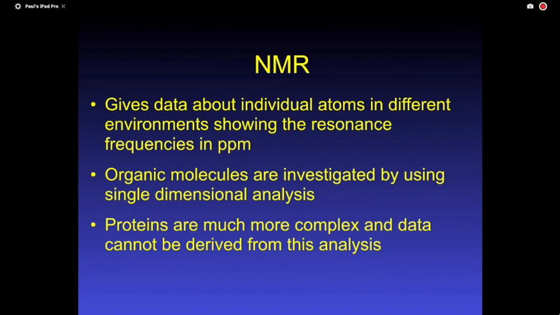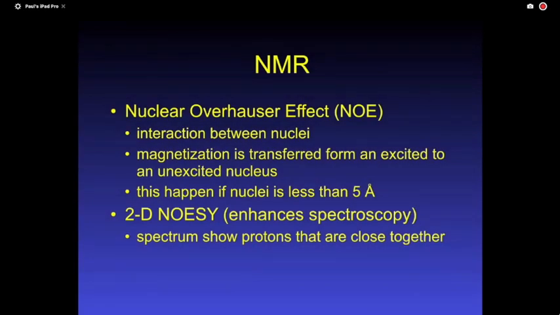But here's the problem. There are so many protons in a protein. We don't look at it in the single way that you do. The peaks would be all over the place. You wouldn't be able to distinguish anything. So we have to use some more powerful techniques and derive some data from it in a different way. We're going to use what's called the nuclear Overhauser effect, the NOE type of experiment. Instead of a single dimension, we're going to do a two-dimensional analysis, okay?